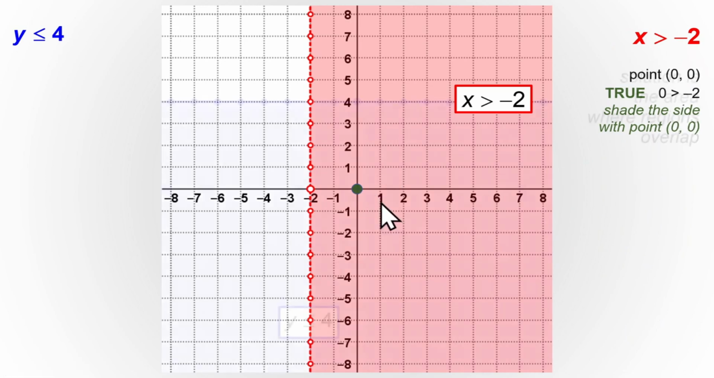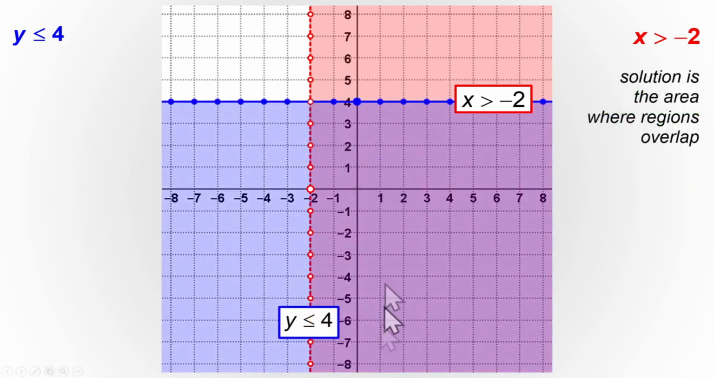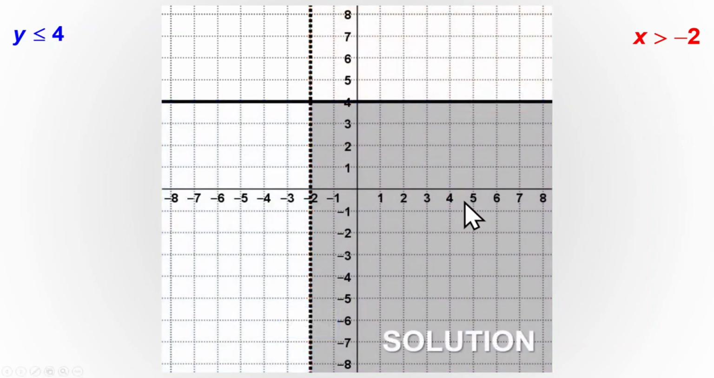So if we look at the two graphs being overlapped, you have this side being x is greater than -2, the bottom part here being y is less than or equal to 4. The purple region is the solution to our problem, and that's what we're going to say. The solution is where the two regions overlap, and that's what we're going to graph there.